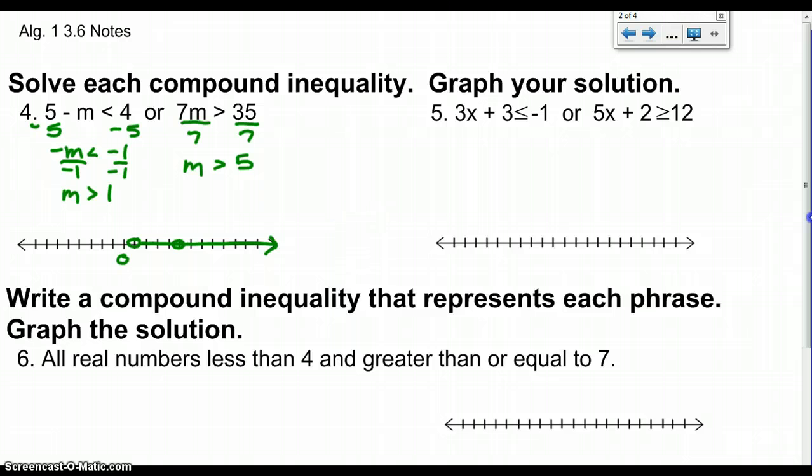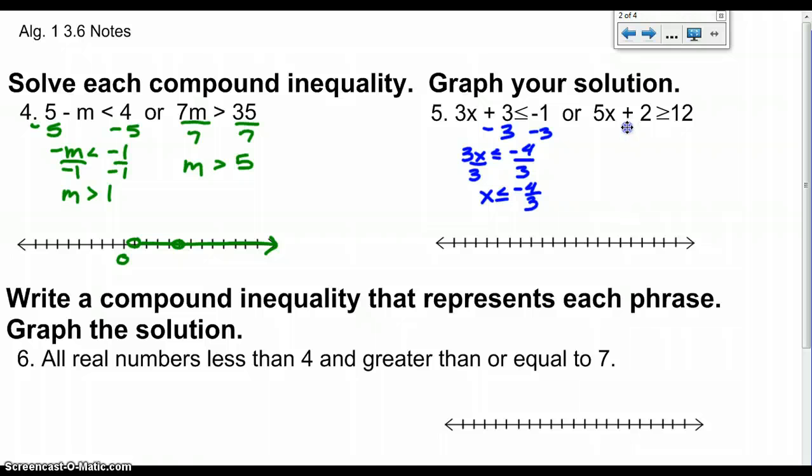Okay, we're going to do number 5. So to do number 5, we're going to subtract 3 from both sides of this equation to get 3x is less than or equal to negative 4, divide by 3, and we get x is less than or equal to negative 4 thirds.